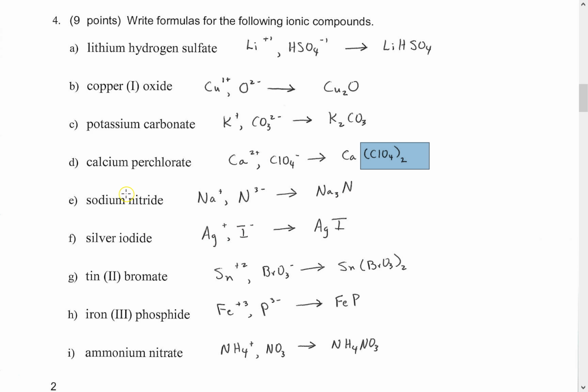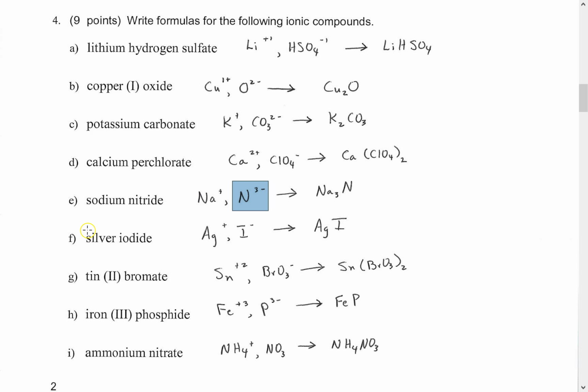Sodium nitride. Remember, if you see the -ide, that's a monoatomic anion. So we find nitrogen on the periodic table. It's a 5A. It picks up 3 electrons to be a -3. So then when we crisscross, we have 3 sodiums and 1 nitrogen, because of course sodium is a 1A, so it loses that 1 valence electron to be a +1 cation. Silver iodide.